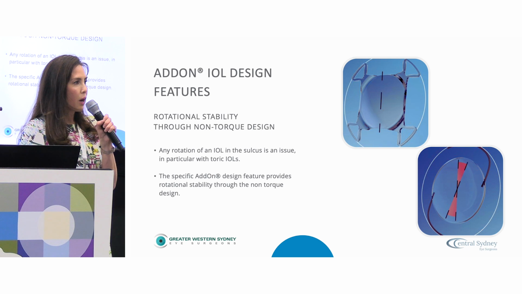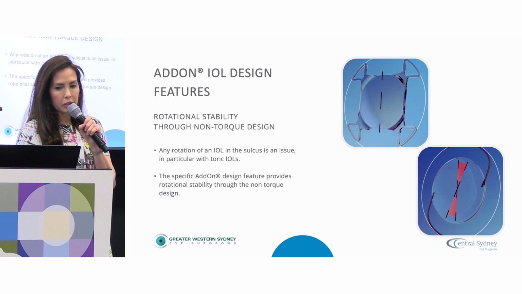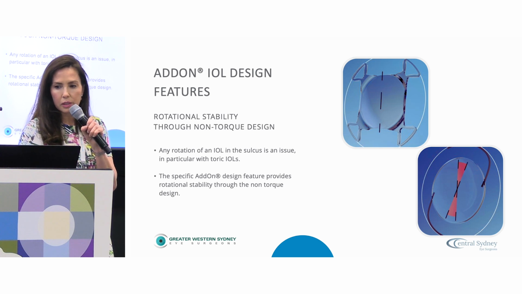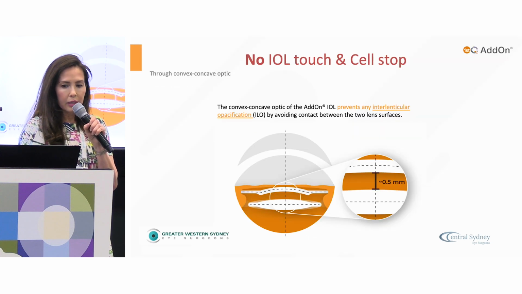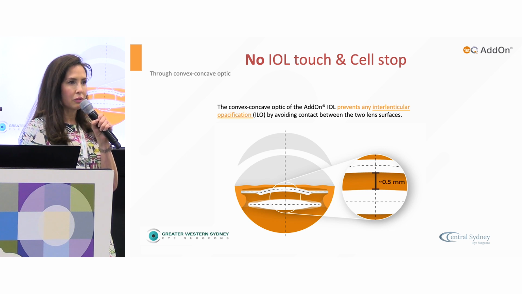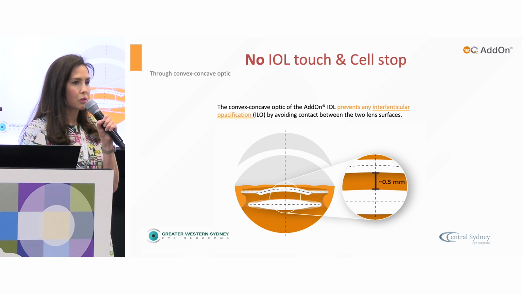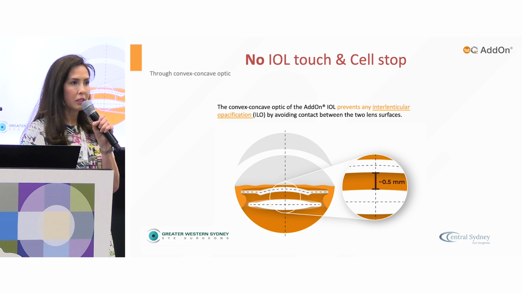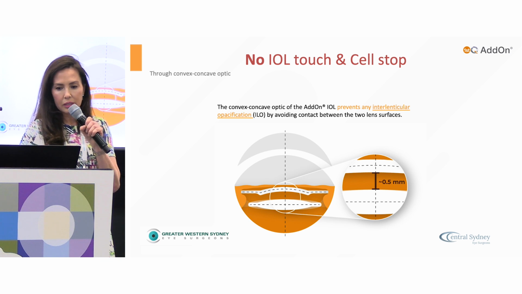It has 4 haptics that give it very good rotational stability, and I've never seen this lens rotate, so it's excellent for those toric corrections. It has a convex-concave design, so we don't have the legacy problems with secondary sulcus or piggyback lenses, and that was interlenticular fibrosis. And this does not occur with this lens because of the design and because of the vault.